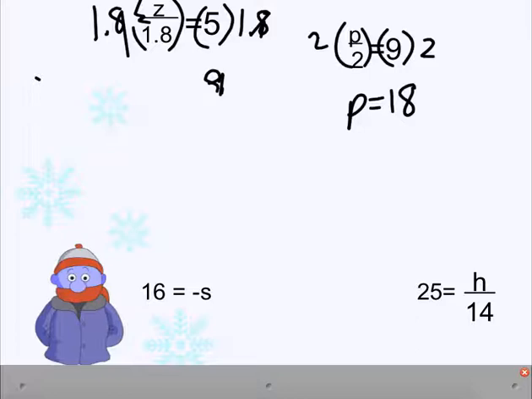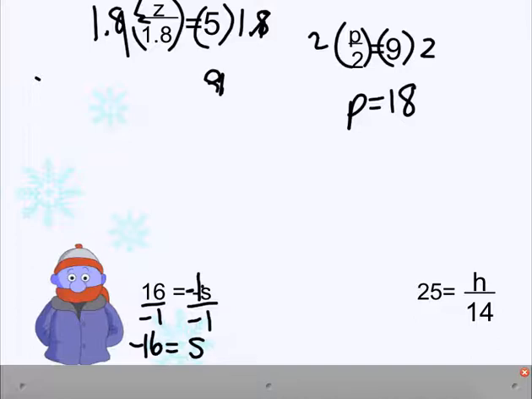16 equals negative s. Now, you might look at this and say, well, isn't s alone, so aren't we done? I would say no. Technically, we have a multiplication or division problem here. We have a negative 1s, which means I have taken a negative 1 and multiplied it by s. So I need to divide by negative 1 to get rid of it. So I see that s is equal to negative 16.